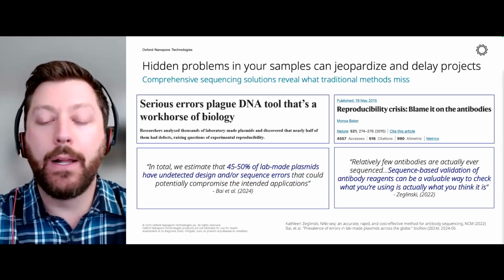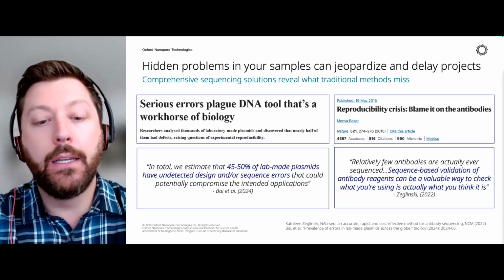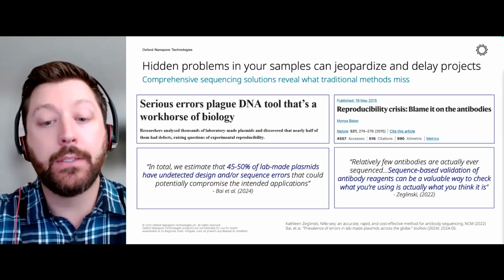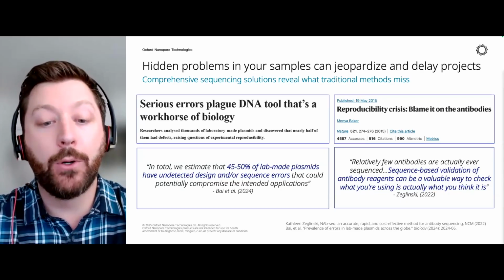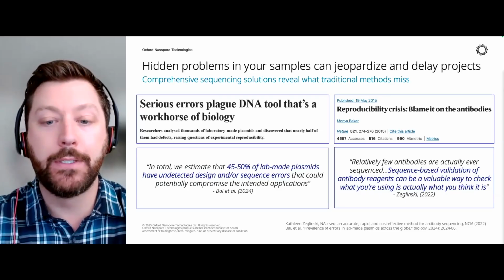This is where comprehensive profiling with Oxford Nanopore makes a difference, giving you complete visibility into the constructs, the vectors, the biological reagents that you depend on, so you can spot problems early before they cost you time and resource.